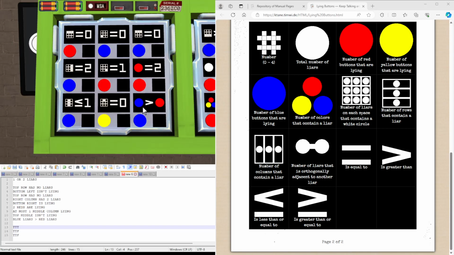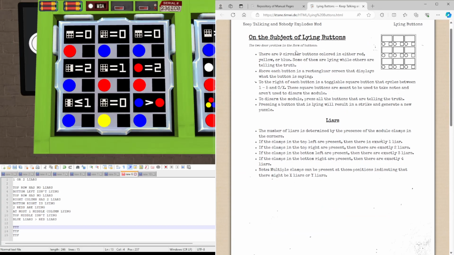The blue liars is greater than the red liars. The liars we have are red and blue, which is equal, so that's false, which we expected. This is also false like we expected. Middle column has less than or equal to one liar, which we can see 0 is in fact less than or equal to 1. And the top middle is telling the truth, which we found out is true. So since we've figured out a valid grid, we're going to be pressing all the buttons that are telling the truth, so it's basically all of them but these two.